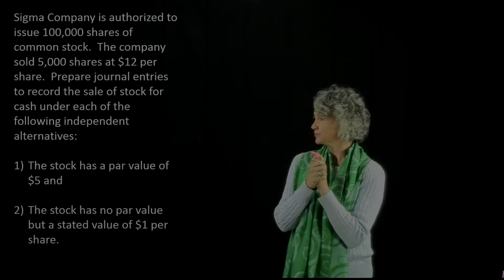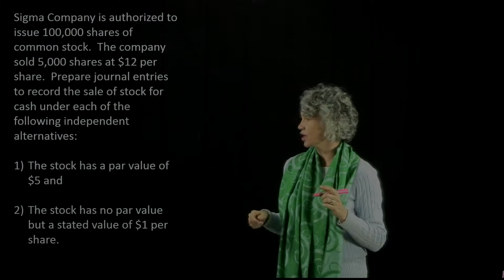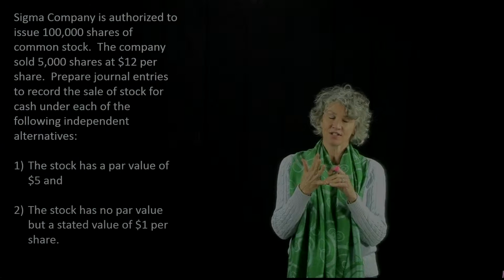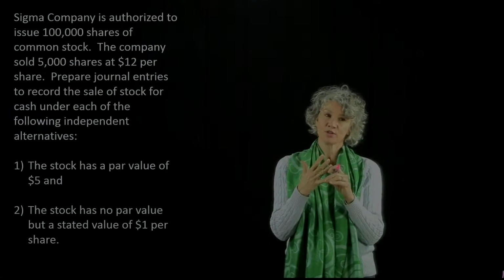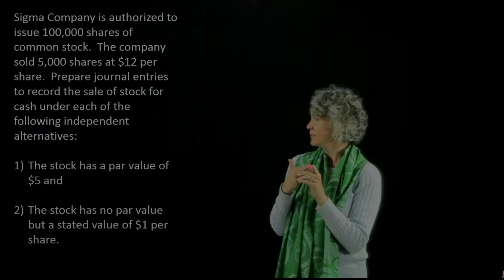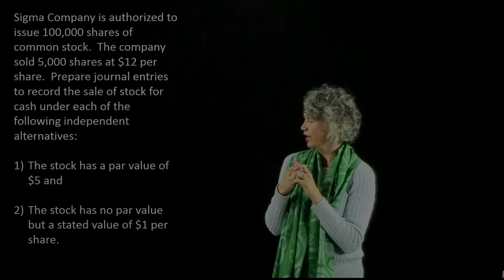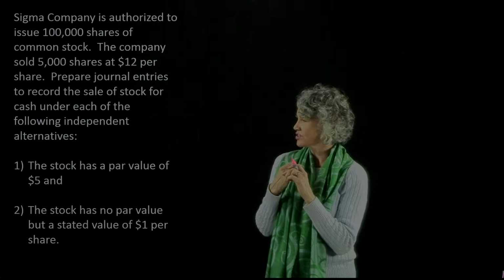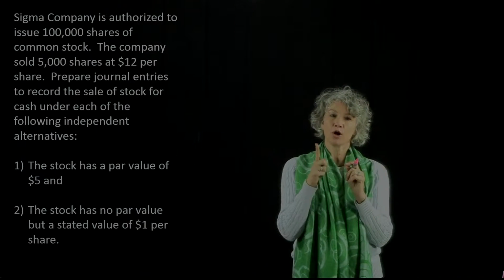Okay, so Sigma Company is authorized to issue 100,000 shares of common stock. Now remember, authorized, they don't have to issue all of them. They just want to get a whole lot of them authorized so that they don't have to redo their paperwork with the state every time they want to change things. Okay, the company sold 5,000 shares at $12 per share. Prepare the journal entry to record the sale of the stock for cash under each of the following independent alternatives. 1, what if the par value is $5?